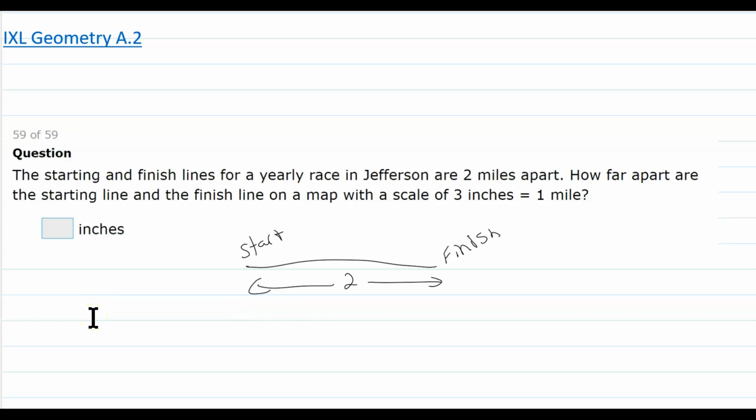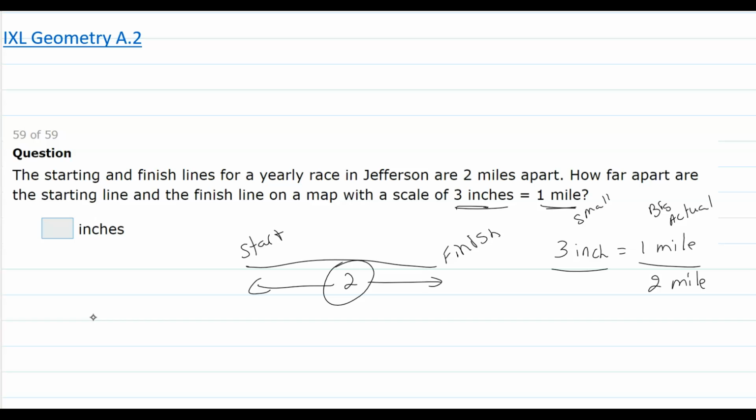How far apart are the starting line and finish line on a map with a scale of 3 inches equals 1 mile? So I like the way they put that 3 inches. I'm going to leave that. Why do any extra work? 3 inches equals 1 mile. So remember, this is the small and this is the big or actual. Well, the actual, they told us, is 2 miles.